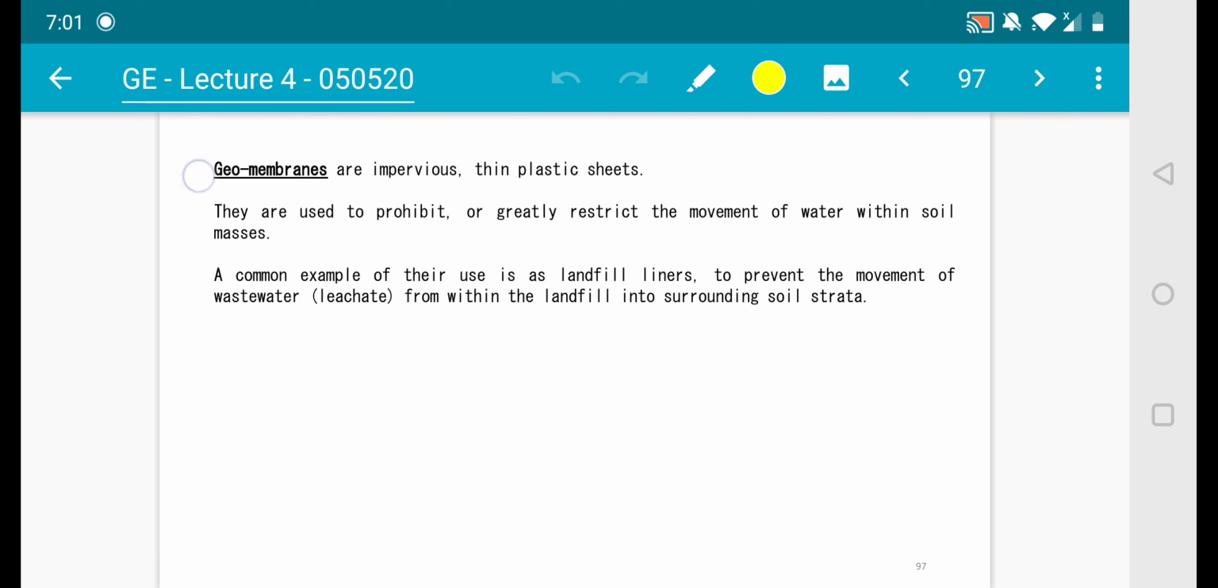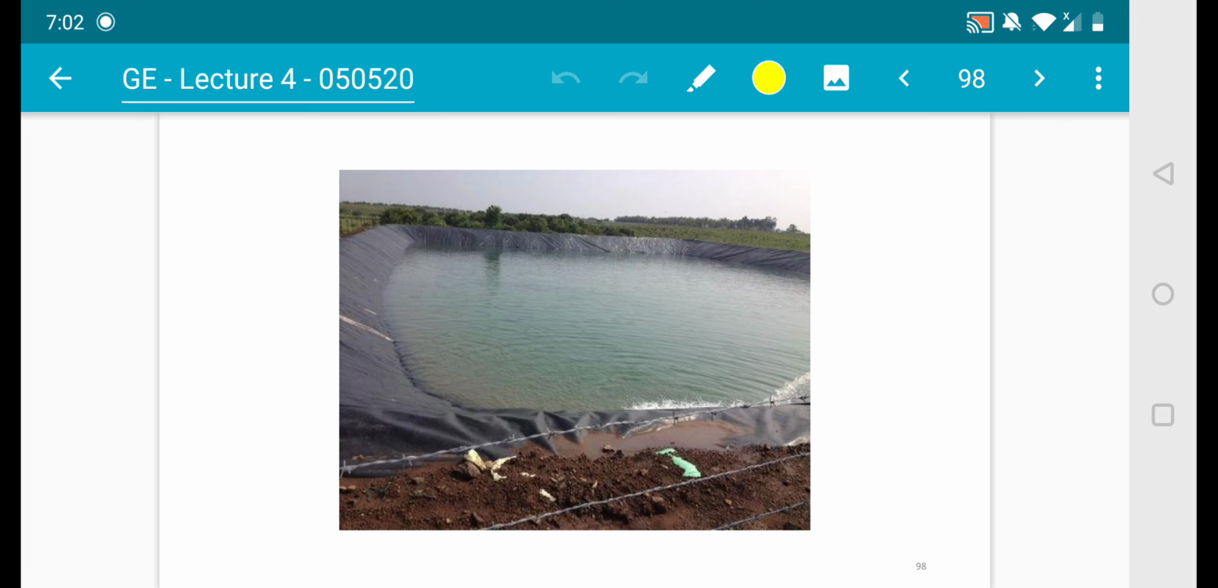We also have geomembranes, which are impervious, thin plastic sheets. They are used to prohibit or greatly restrict the movement of water within the soil mass. A common example of their use is as landfill liners to prevent the movement of wastewater from within the landfill into surrounding strata. So if you have your landfill, rubbish inside, this is the geomembrane. Just like this.